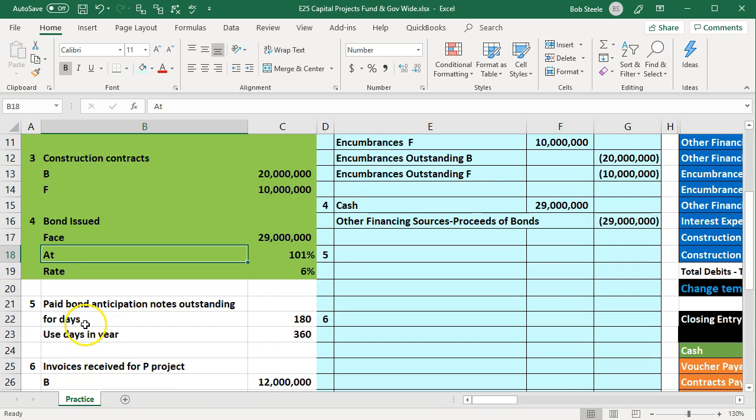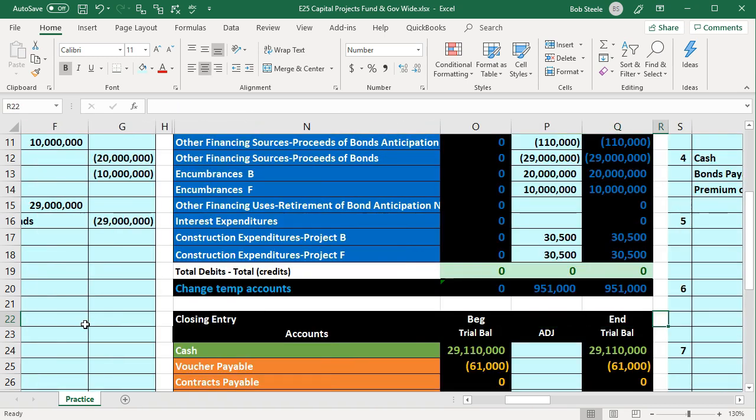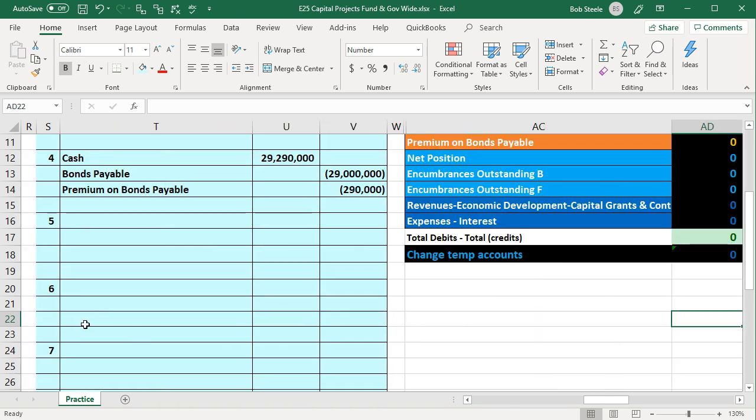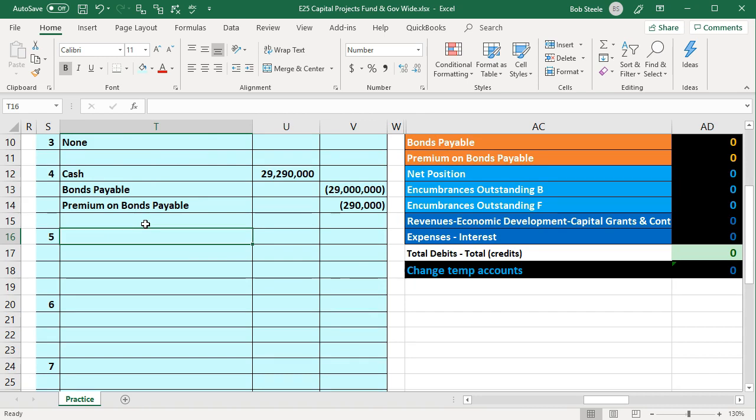We're going to say that the note is for 180 days, and we're going to estimate the number of days in a year, 360 as opposed to 365. So that's just 12 times 30. 360, 12 months times 30 days, easier to estimate with, and that's what we're going to use. So we're going to pay off the note. Let's do this in the government-wide activities first. So we're going to scroll over to number 5, government-wide activities, column T.